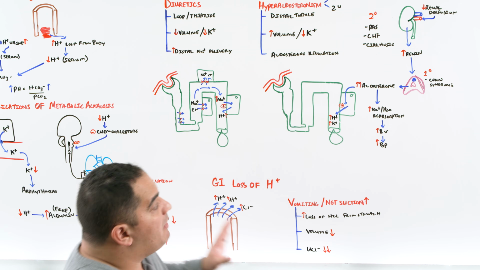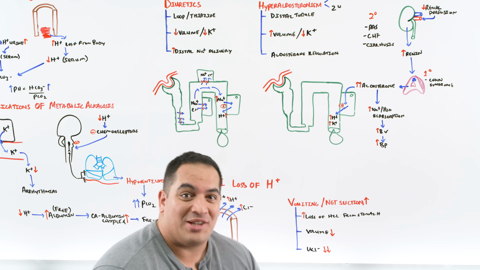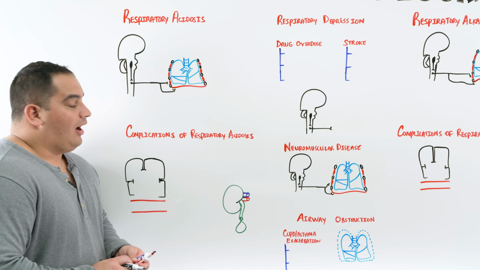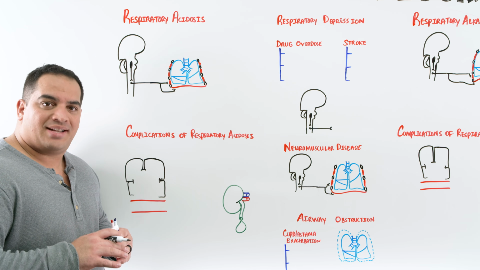All right, that covers metabolic alkalosis. We now have to move into the respiratories and finish this off, talk about them, and then go into the diagnostic section. All right, my friends, so now we're gonna move on to the respiratory acidosis and alkalosis.